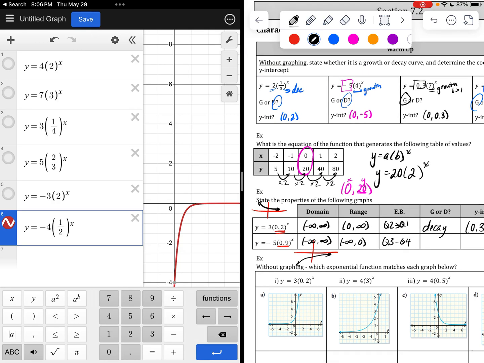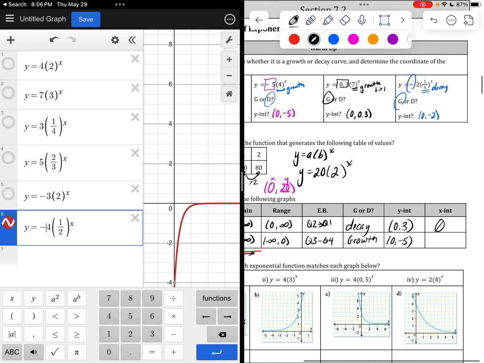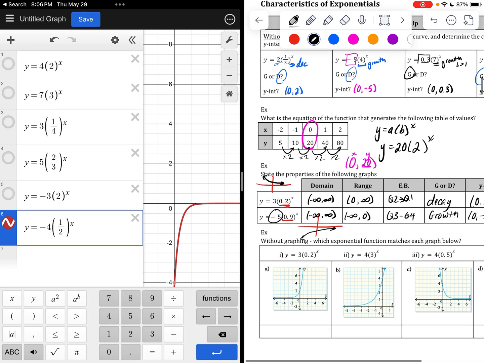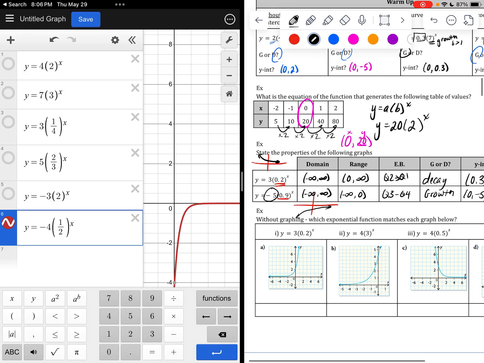Because it's growing, I'm going to call this a growth curve or an increasing curve. The y-intercept, the value in front of the brackets, and no x-intercept. So you can see even without graphing, you can follow the trends that we see every time.